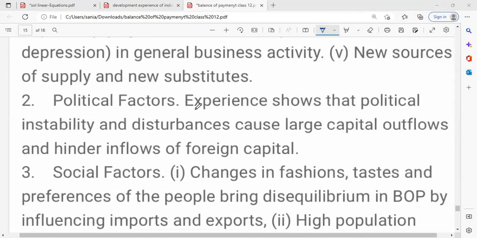Then coming to political factors, experience shows that political instability and disturbance cause large capital outflow and hinder the inflow of foreign capital. So for example, over here you don't have political stability, lots of riots and lots of problems are being created by the government and the political people. So because there is instability in your country, nobody will purchase from your country. Everybody will be purchasing from outside the country.